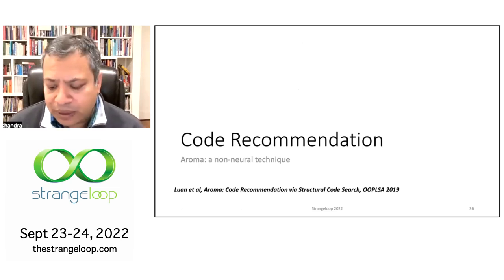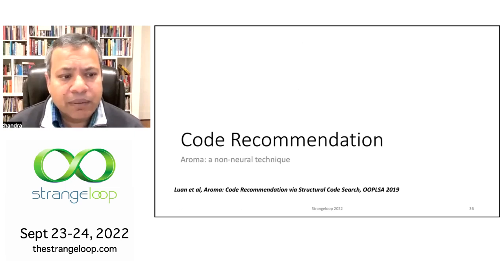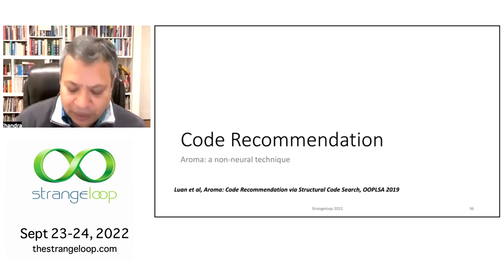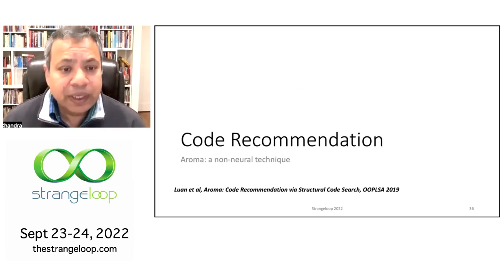Okay, so that was about neural networks and how neural networks are used for code-related prediction tasks. I want to switch gears a little bit and talk about a non-neural technique. And this part of the talk is based on the paper mentioned here. It's a code recommendation technique. Okay, so I have to tell you what is code recommendation.